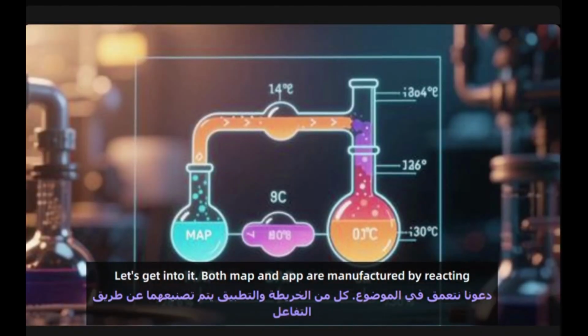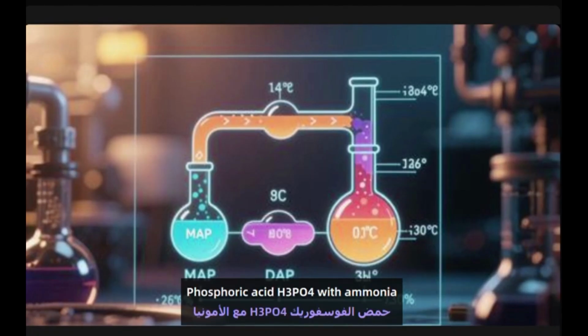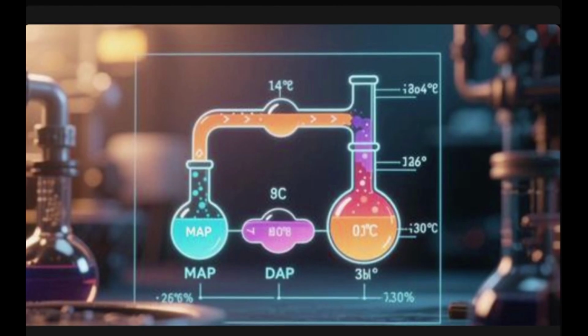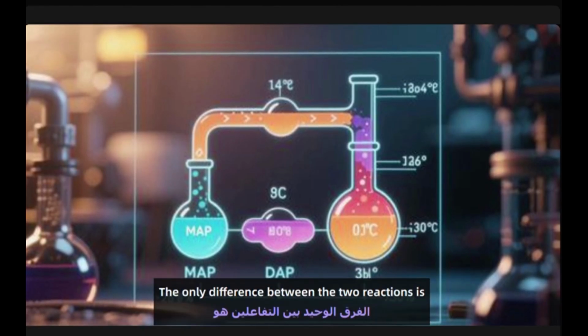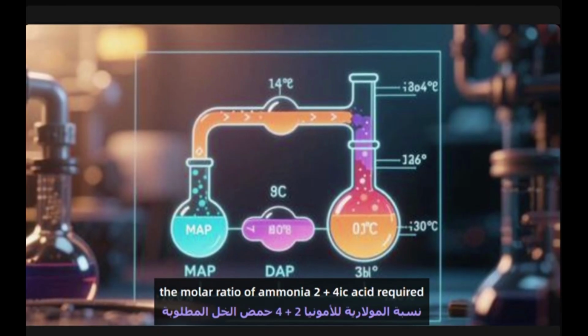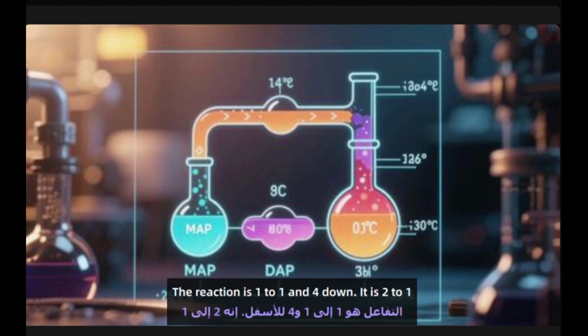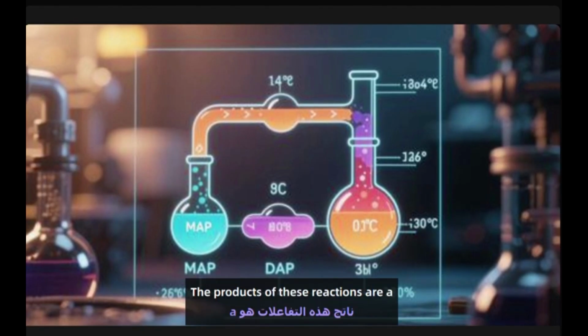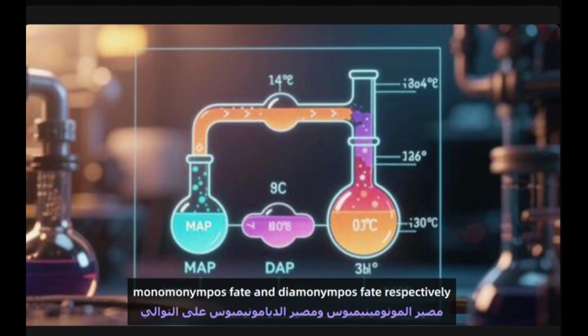Both MAP and DAP are manufactured by reacting phosphoric acid, H3PO4, with ammonia, NH3. The only difference between the two reactions is the molar ratio of ammonia to phosphoric acid required. For MAP, the reaction is 1:1, and for DAP, it is 2:1. The products of these reactions are Monoammonium Phosphate and Diammonium Phosphate, respectively.